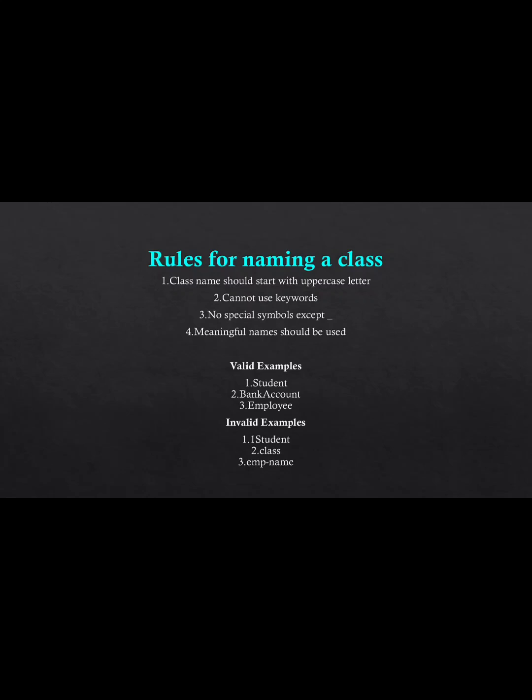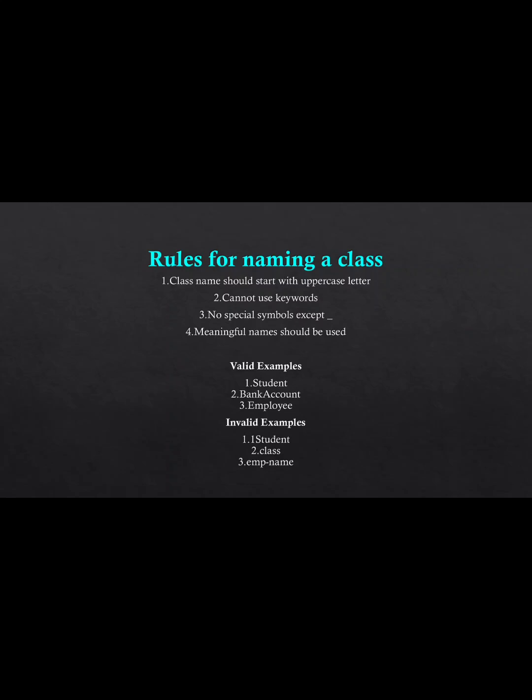There are some rules for naming a class. First, your class name should always start with an uppercase letter. Second, it should not use any keywords, like the reserved words, the words which are for a specific purpose in Java. For example, break statement, continue statement, if, else, switch, for loop, and whatever those keywords are. You cannot use them as your class name. Third, no special symbols except underscore. You cannot use at the rate, dollar, hyphen, and all. Fourth, your class name should be meaningful. There should be some meaning in that class name. It cannot be anything random.